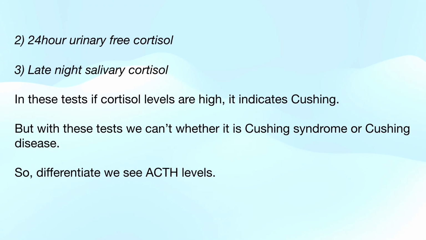The second and third screening tests are 24-hour urinary free cortisol levels and late night salivary cortisol levels. If you find the cortisol levels are higher than the normal, it indicates Cushing's. But with these screening tests, we cannot say whether it is Cushing syndrome or Cushing's disease. To differentiate between these two, you need to check for ACTH levels.